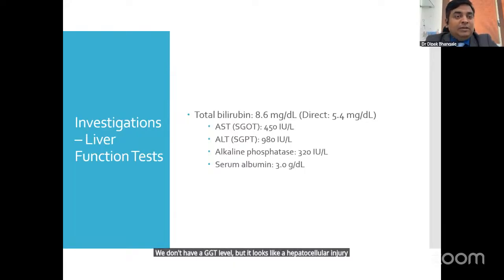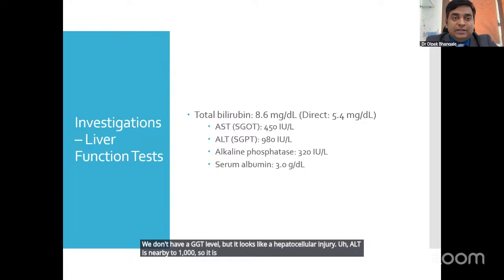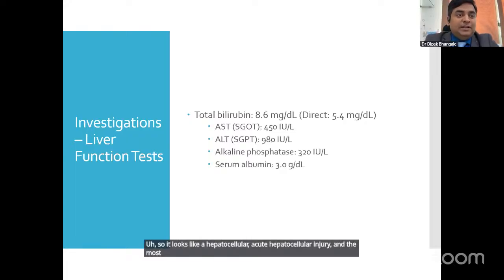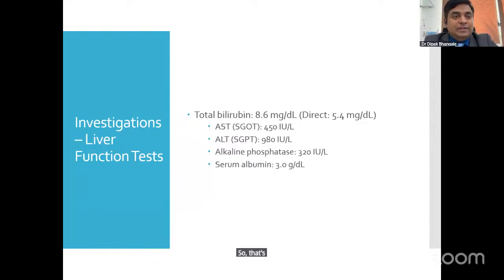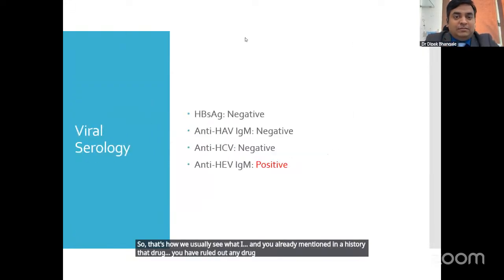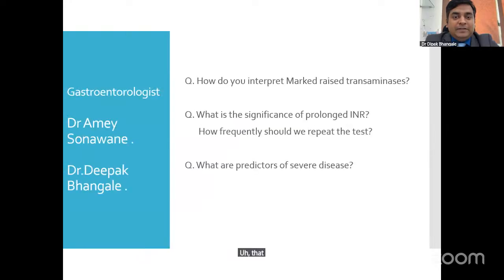ALT is nearby 1,000, so it is usually seen in acute viral hepatitis, ischemic injury, and other types of injury similar to that. So it looks like an acute hepatocellular injury, and the most common reason in our region is acute viral hepatitis. That's how we usually see what type. And you already mentioned in the history that you have ruled out any hepatotoxic drug history. So this is ruled out.